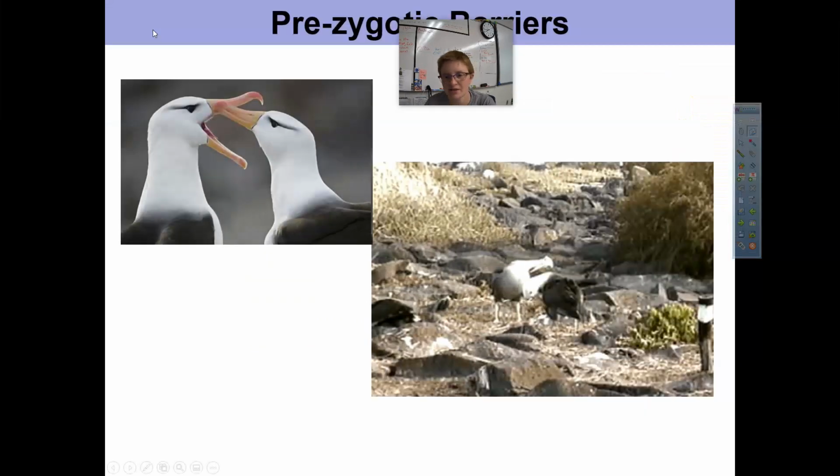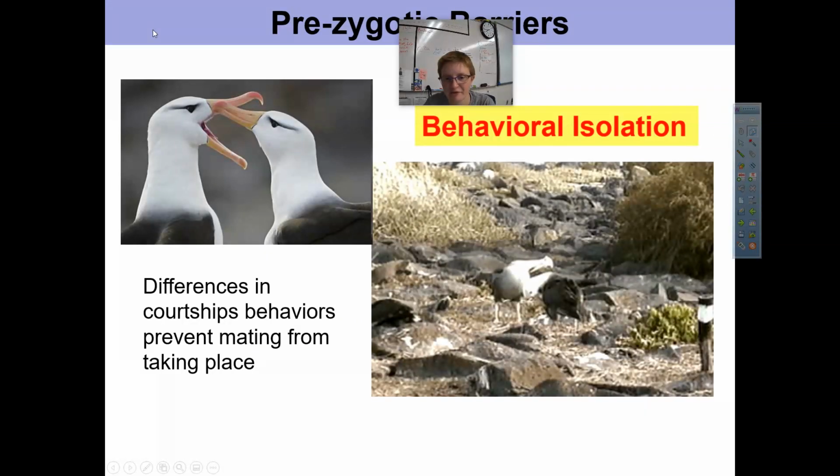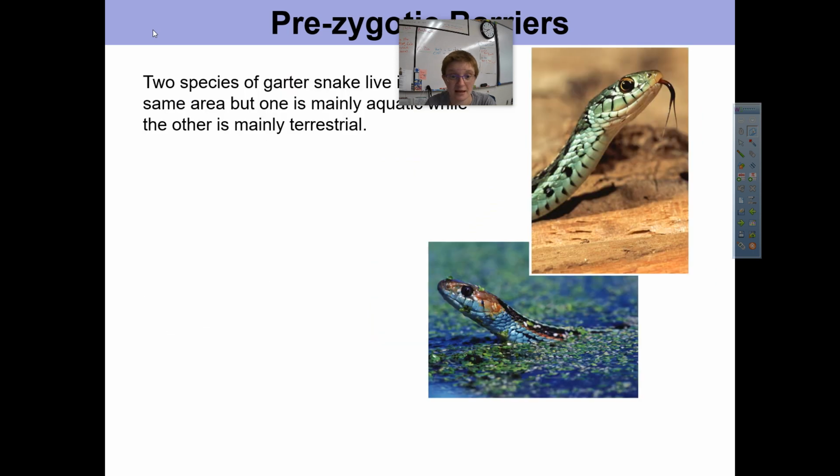They're funny. But anyway, they don't ever create a zygote because they have different mating behaviors and they don't want to get together. Okay, the next one is habitat isolation.